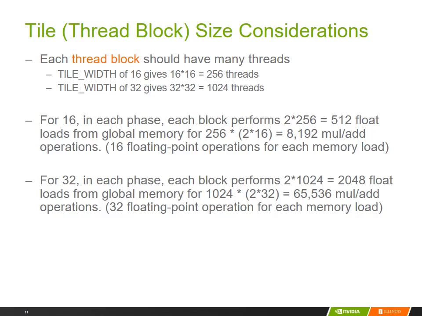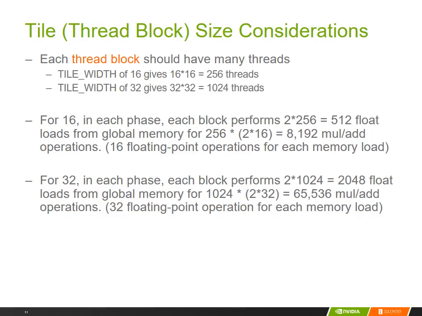Intuitively, the more threads in a block, the more parallelism and scheduling flexibility we should have. But we'll come back to this point later. If we use a tile width of 16, in each phase, each thread is going to need to load two elements, one M and one N, and there are 256 threads in the block. So we will be making 2 times 256, which is 512 floating point loads from the global memory.